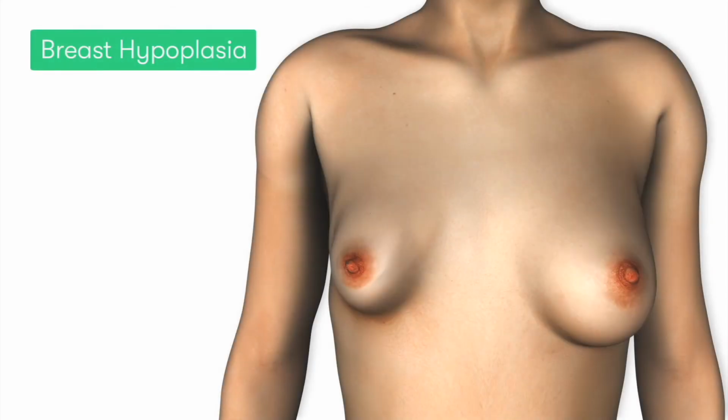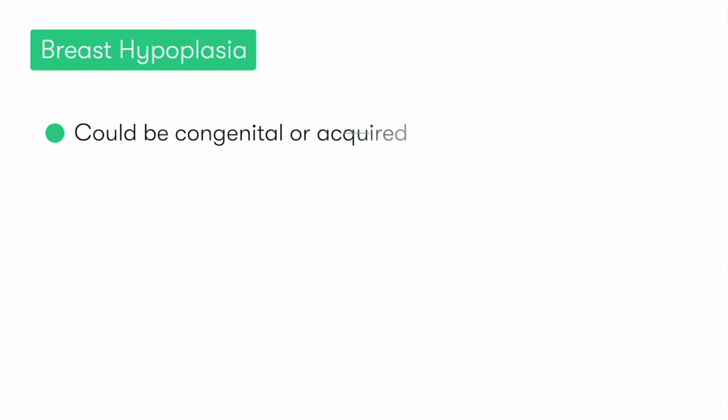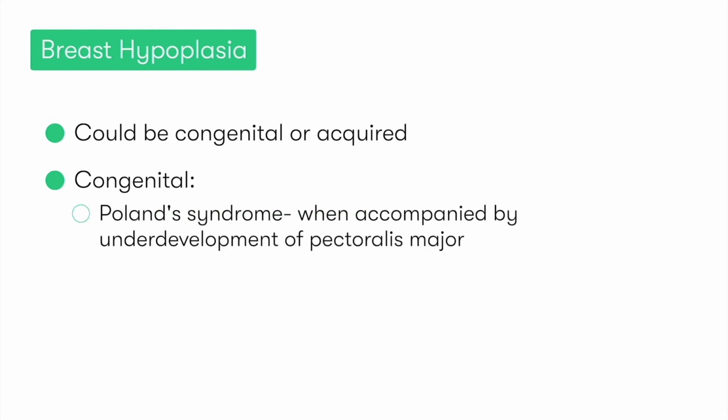The second congenital abnormality we should be aware of is breast hypoplasia, which is characterized by the failure of one, or in rare instances, both breasts to fully develop. This may be congenital, but it can also be acquired. In congenital cases, breast hypoplasia may be accompanied by the underdevelopment or complete absence of development of the pectoralis major muscle, a condition which we refer to as Poland syndrome. Acquired cases of breast hypoplasia occur as a result of insult or injury to the developing breast, and examples of this include radiotherapy or trauma.